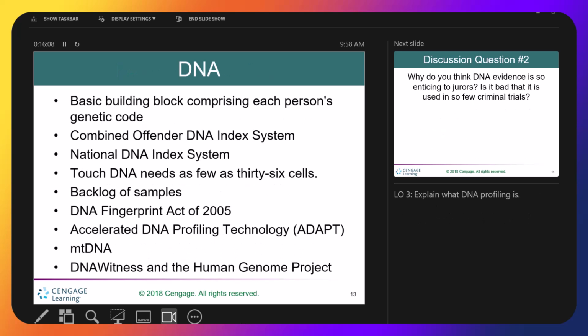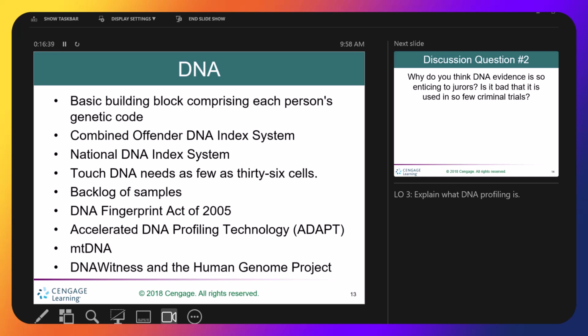Now, this is one that you hear a lot on TV, and you hear it in the real world. It's called DNA, the basic building block comprising each person's genetic code. So everybody has a genetic code, and you're unique to no one else, not unless you have an identical twin. Combined DNA Index System: this is where the offender's DNA goes into a system, like the fingerprint database.